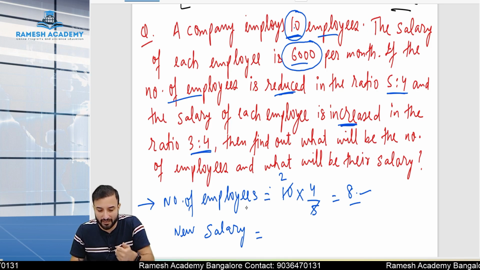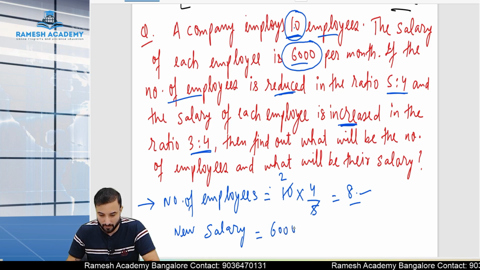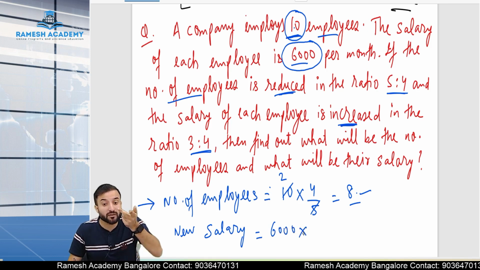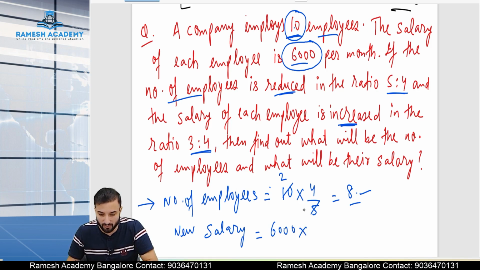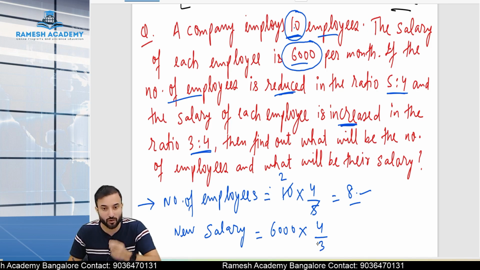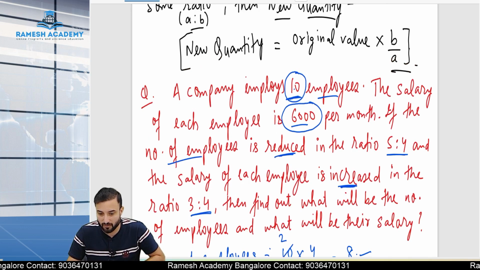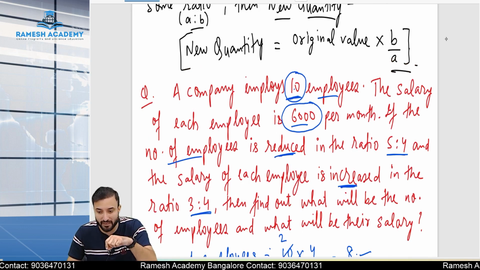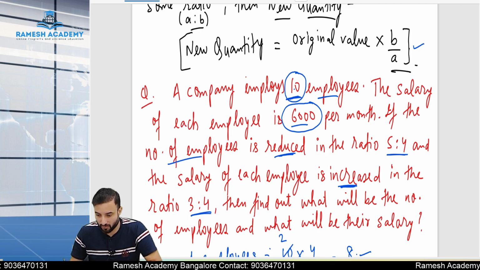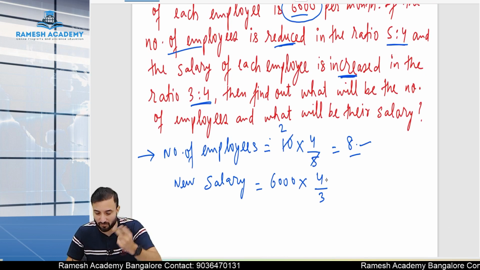So new salary means what? Original salary, 6,000, into, we will inverse the ratio. The ratio is 3:4, so inverse it, it will become 4 by 3, because what is the formula? The formula we have written is original value into B by A. So A by B is 3 by 4, B by A means 4 by 3.